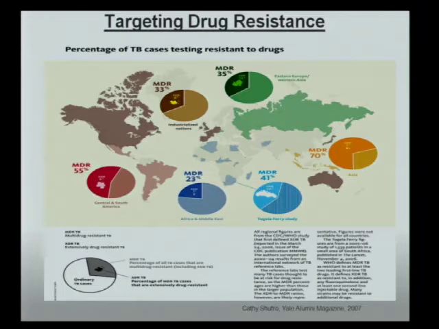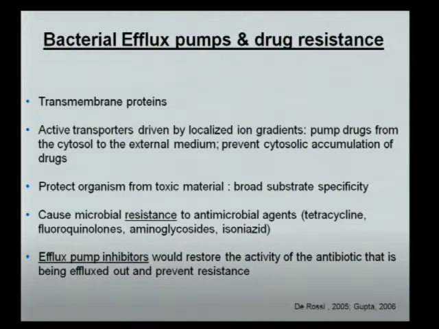So the focus of our talk is finding an inhibitor which would preclude this drug resistance. Towards this, we're looking at this group of proteins, the bacterial efflux pumps. Efflux pumps are present in multiple organisms, and they are transmembrane proteins. In general, they are supposed to have evolved to get rid of foreign toxic material from the cell. They're active transporters driven by localized ion gradients.